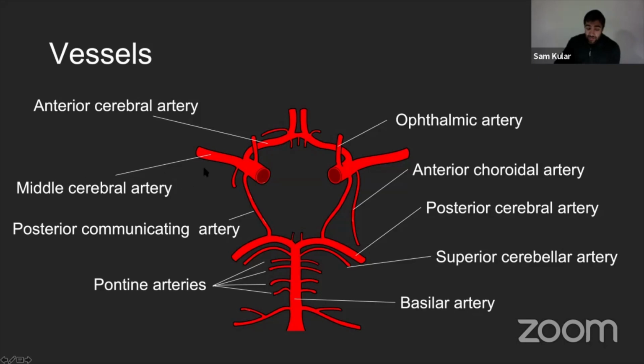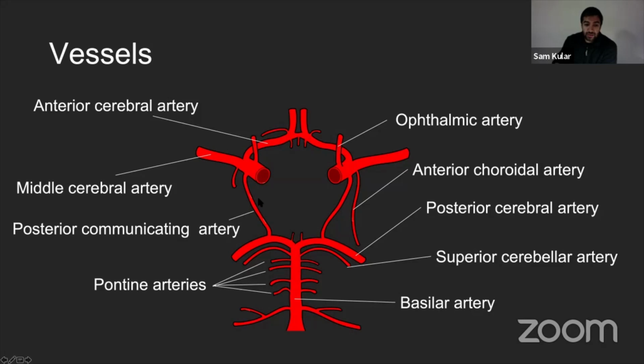So the largest territory is supplied predominantly by the middle cerebral artery. And we also have an ophthalmic artery branch, which comes off just before the bifurcation of the anterior and middle cerebral arteries. And then we also have a connection between our anterior circulation and posterior circulation, which is known as the posterior communicating artery. And this is what makes it the circle of Willis, essentially.